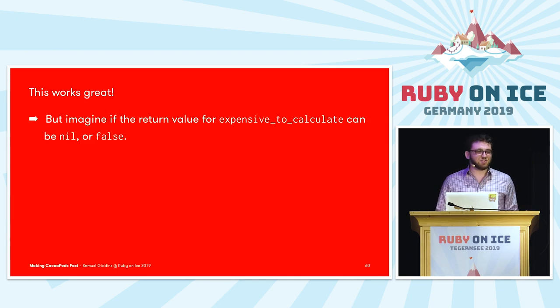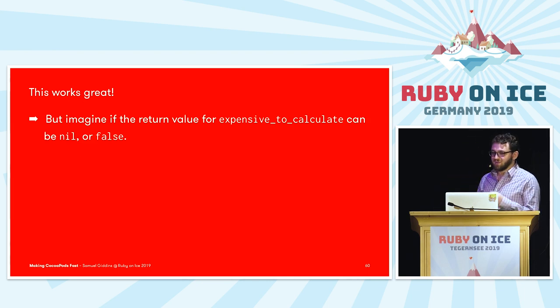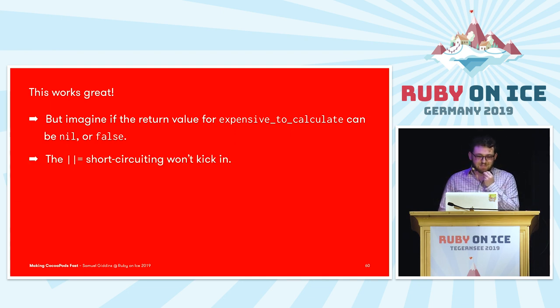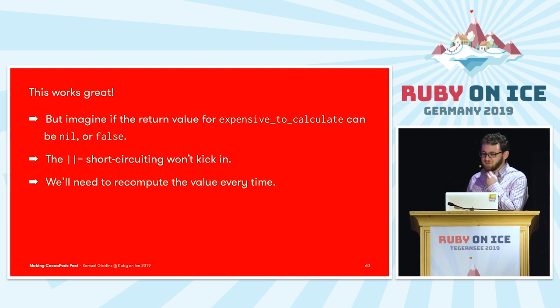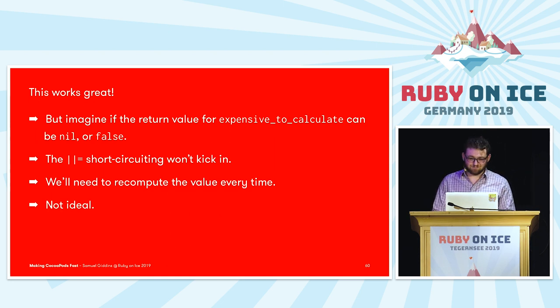But imagine if the return value was nil or false. Well, then the short circuiting won't kick in, and we'll need to recompute the value every time, and that's just not ideal.